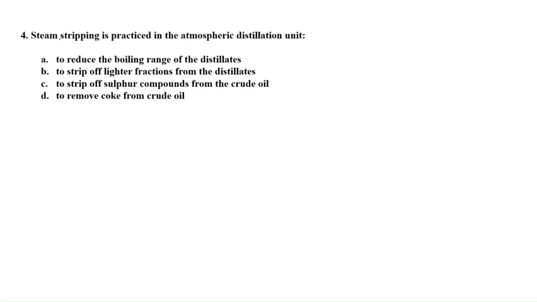Coming on to the steam stripping practiced in the atmospheric distillation unit. Option B, yes, you are correct. The option B is to strip off lighter fractions. As I told, steam stripping is done for better purification of our distillate, to remove the lighter fractions from it. Distillate is basically the side cut. So if there is any lighter fraction present in our side cut, then we need to do the steam stripping, which removes the lighter cuts.